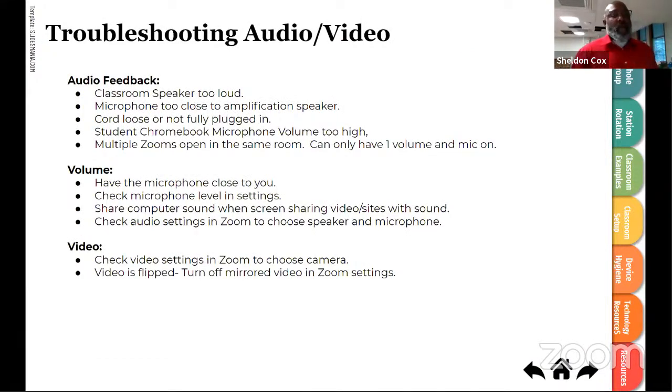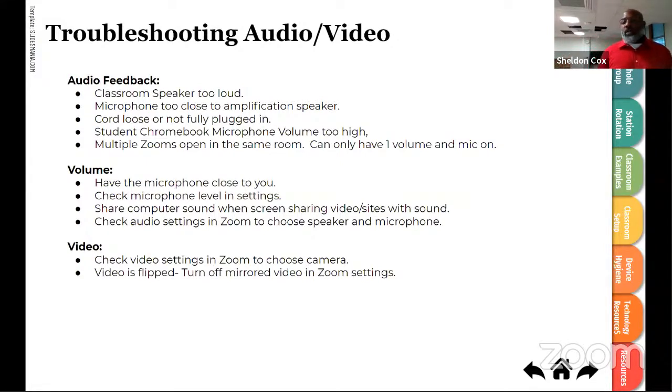Some troubleshooting solutions we've had for you, and it's all in this presentation. If the classroom speakers are giving you feedback, it could be that they are just too loud, or the microphone is too close to the amplification system. You've seen it happen before, where someone picks up a microphone and it starts making a loud hissing sound because they're standing too close to the speakers. So let's move away from the speakers.